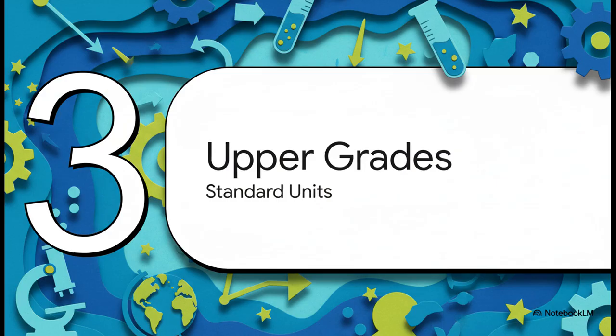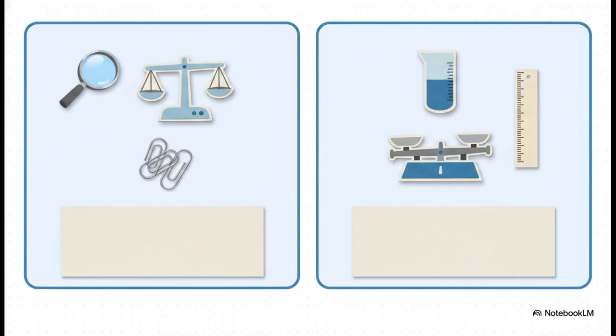That brings us to Section 3, upper grades and standard units. As your students advance into grades 3 through 6, so do their tools. We make a very distinct shift away from those simple, non-standard items and transition directly into standard metric units. This is when you're bringing out the graduated cylinders, the triple beam balances, and the metric rulers. This is exactly how you align your tool selection with those advancing curriculum standards we talked about.